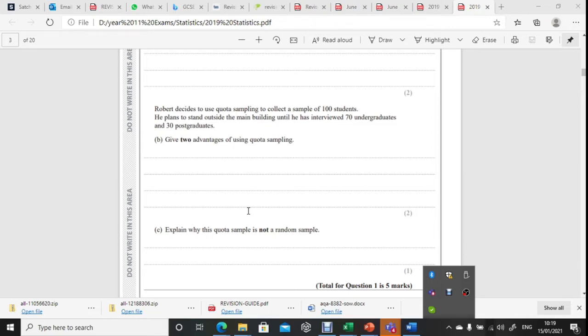So just to remind you, quota sampling is where you keep interviewing until you get the 70 undergraduates and the 30 postgraduates. So one of the main advantages is that you can compare the 2 groups. Okay, it's also quite easy, because he stands outside and can do it as they arrive.